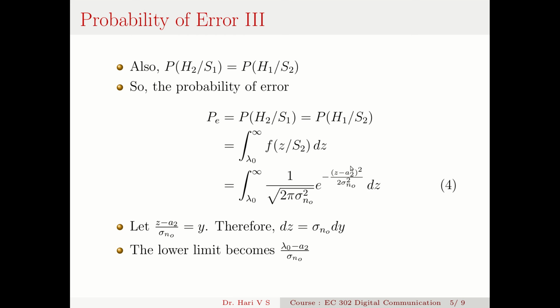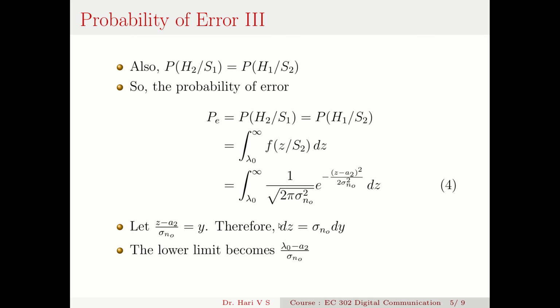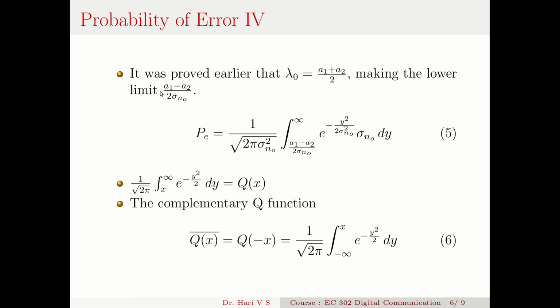Now let me make a simple substitution. Let (z - a2)/(sigma_n0) be y. So dz is sigma_n0 dy. The lower limit, when the integration goes in y, becomes lambda_0 - a2 over sigma_n0, where lambda_0 is nothing but (a1 + a2)/2. So it becomes (a1 - a2)/(2 sigma_n0).